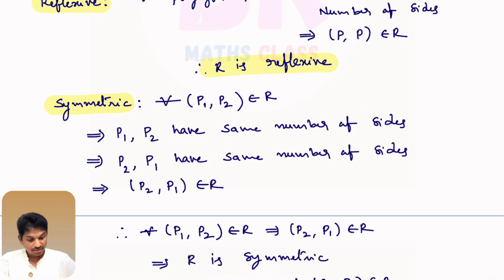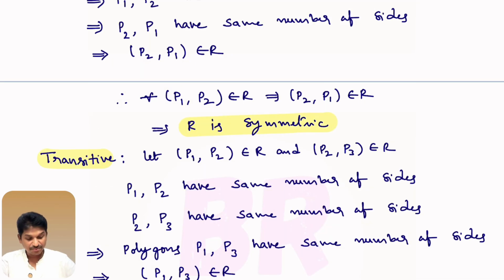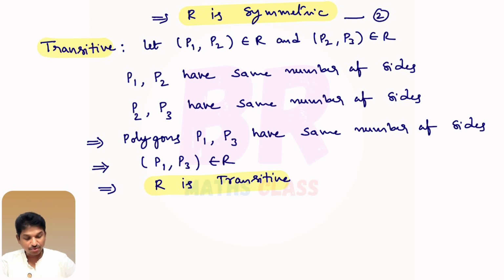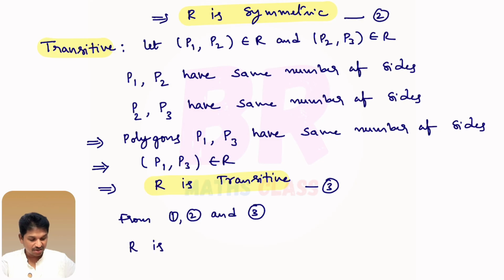If you observe, the relation is reflexive, I'll take it as equation 1. This relation is symmetric, I'll take it as equation 2. This relation is transitive, I'll take it as 3. From 1, 2 and 3, we can say that the relation R is an equivalence relation.